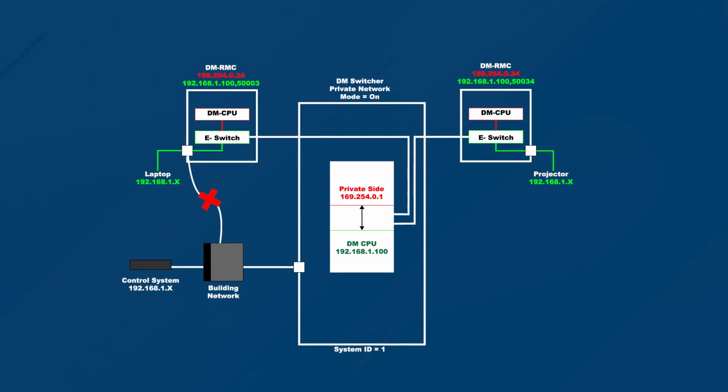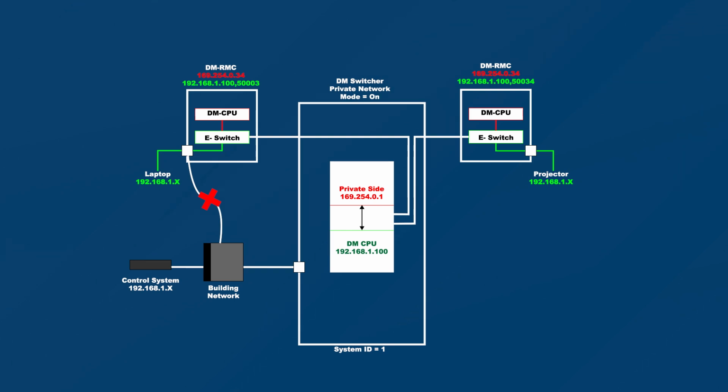Here we see a diagram of how it all works. The green-colored network is the LAN traffic that is passing through the DM switcher. The red-colored network is the private network that is created. When you set a private network mode system ID, it sets the third octet of all of the red-colored IP addresses. This is all done automatically, and you do not need to configure each device manually.